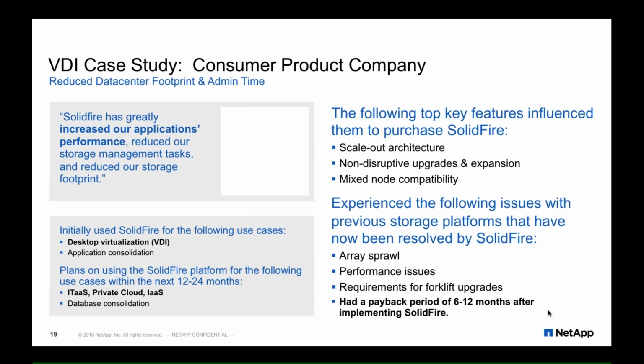They leveraged us initially for VDI and application consolidation, and now they're looking over the next year or two to move to a private cloud infrastructure-as-a-service organization that allows them to be more dynamic to their customer business needs. The top features they were looking at were the scale-out capability and mixed node capability, and they were really dealing with array sprawl and performance issues in their prior environment, including that forklift upgrade every 3 years as they refresh the environment.